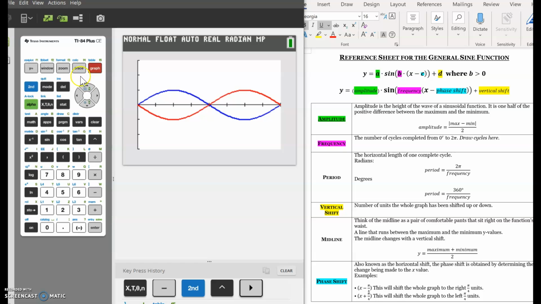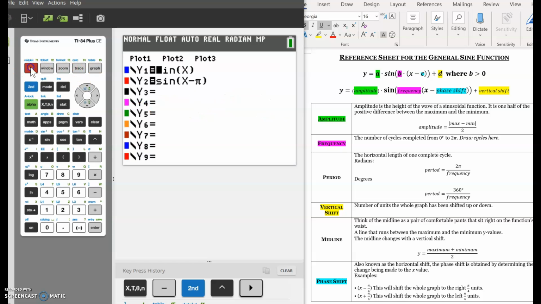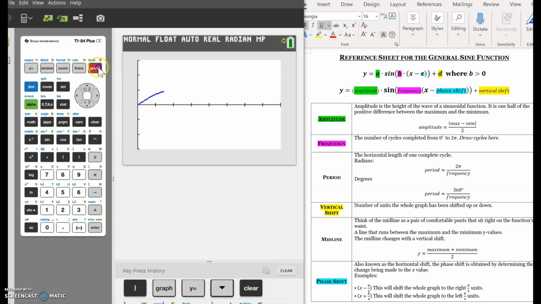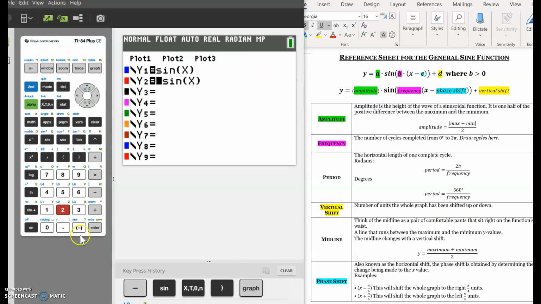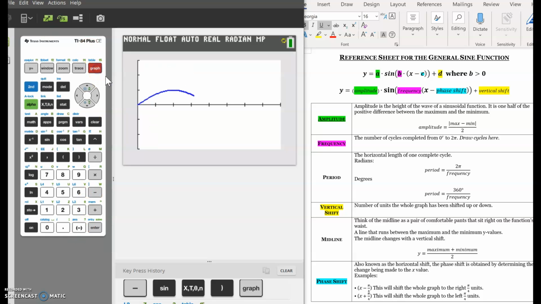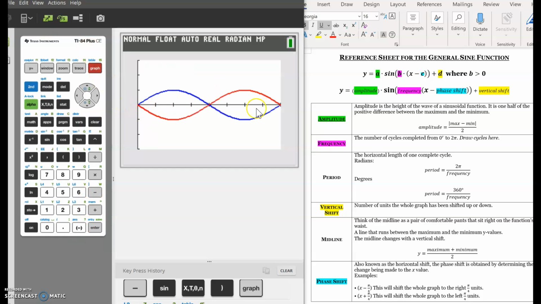Okay, now another way that we can see this function is, well, if this is sine of x, then negative sine of x is just a reflection. So if you notice, I know what my mistake is. I have to put this negative, because this is minus, this is negative. Press graph, and that is a reflection.